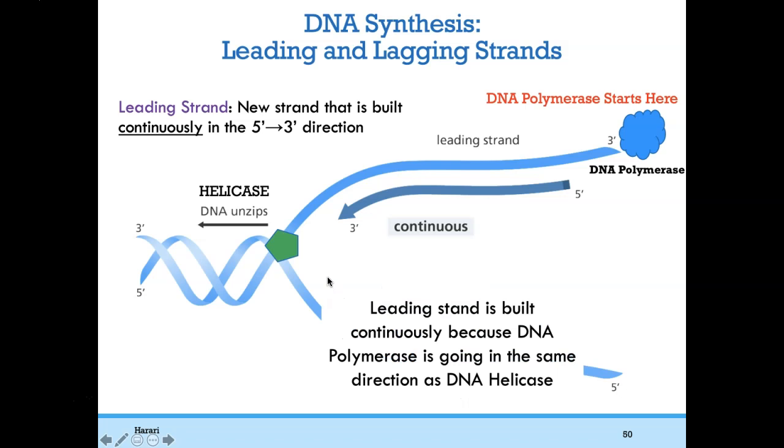The leading strand is built continuously because DNA polymerase is going in the same direction as helicase. That's not the same situation as what we have for the lower strand. So the leading strand is built continuously in the 5' to 3' direction. We call that leading strand synthesis. Right? It's built continuously because it's the same direction as helicase.